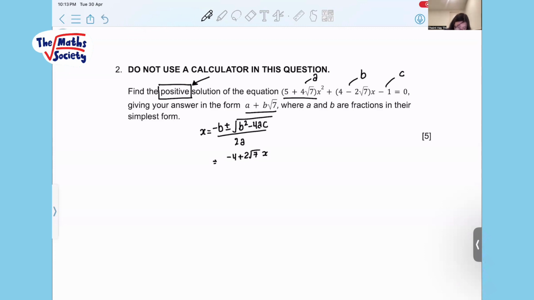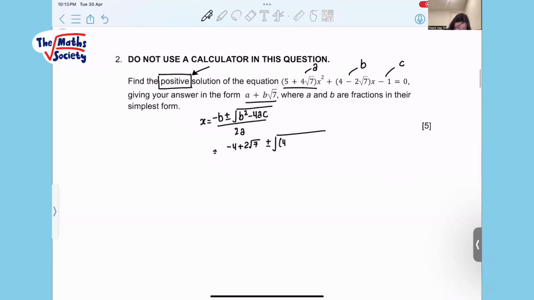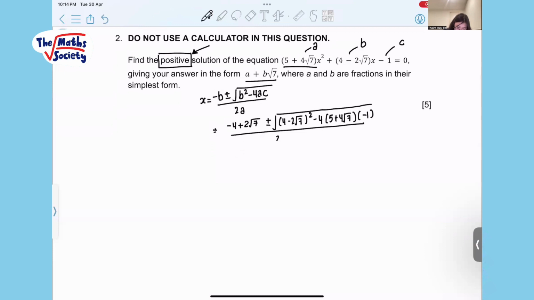Oh, sorry, not x. Root 7 plus or minus the square root of b squared, which is we just square this, 4 minus 2 root 7 the whole squared, minus 4, and then for ac, it'll be 5 plus 4 root 7, and then we times minus 1, divided by 2a, which is 2 times 5 plus 4 root 7.